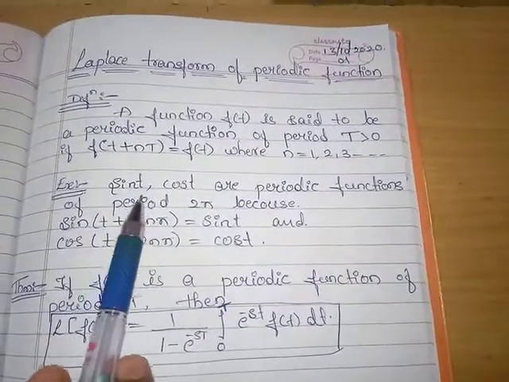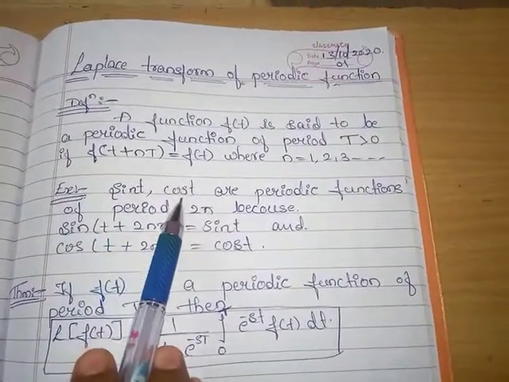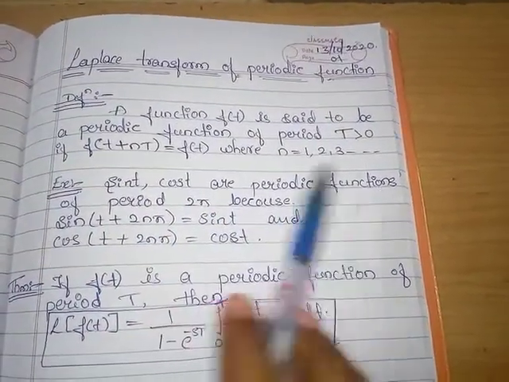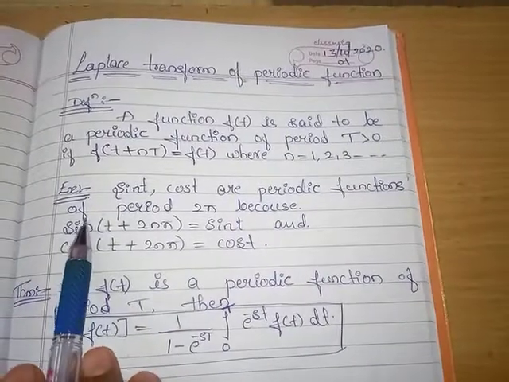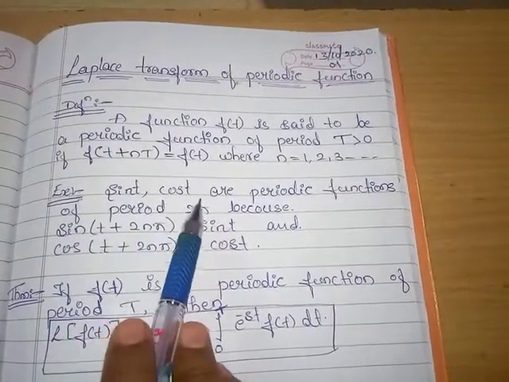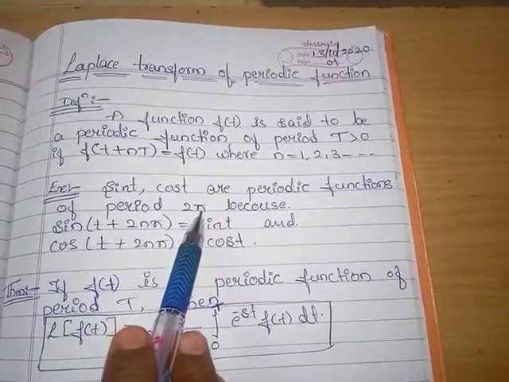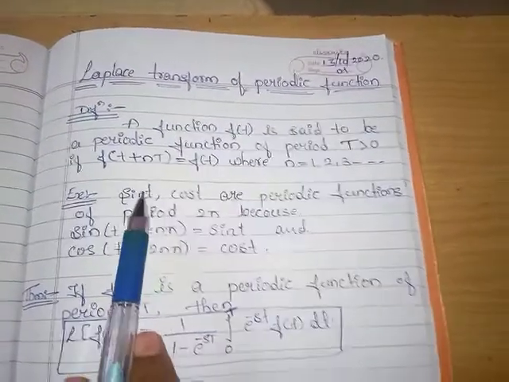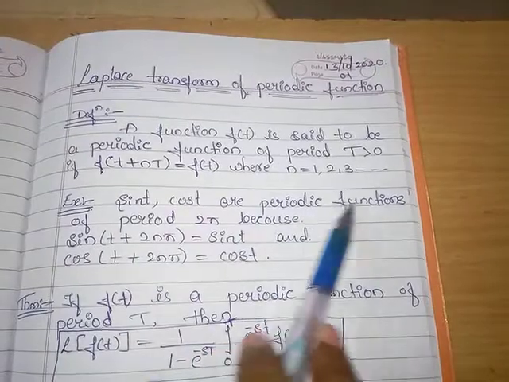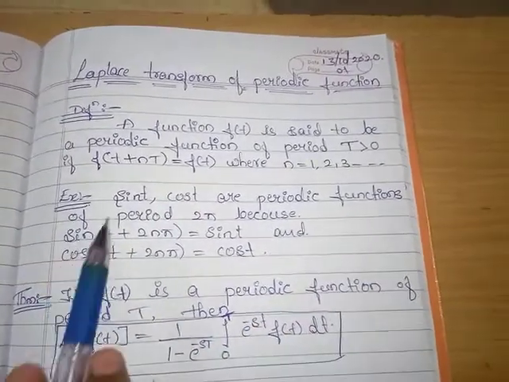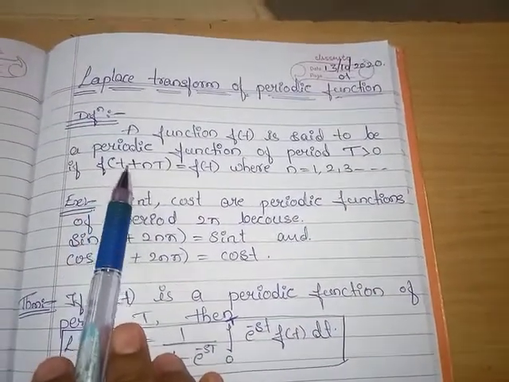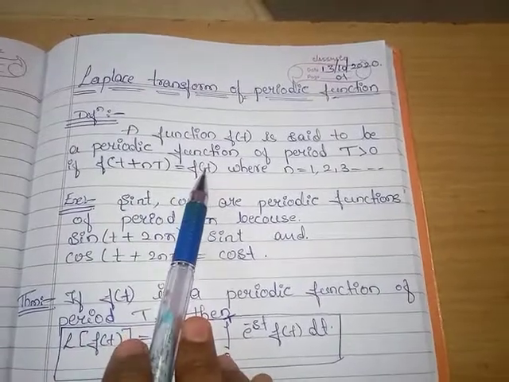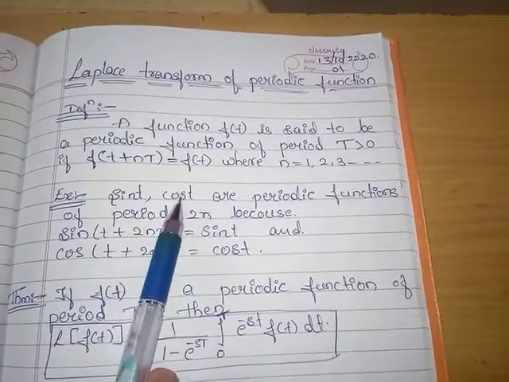See here, some examples. Sin t, cos t are periodic functions. Why? See here, of a period 2 pi. For the period 2 pi, means here T value is 2 pi. For T equal to 2 pi, sin t and cos t are periodic functions. Our condition is f of t plus nT is equal to f of t. f of t here is sin t and cos t.